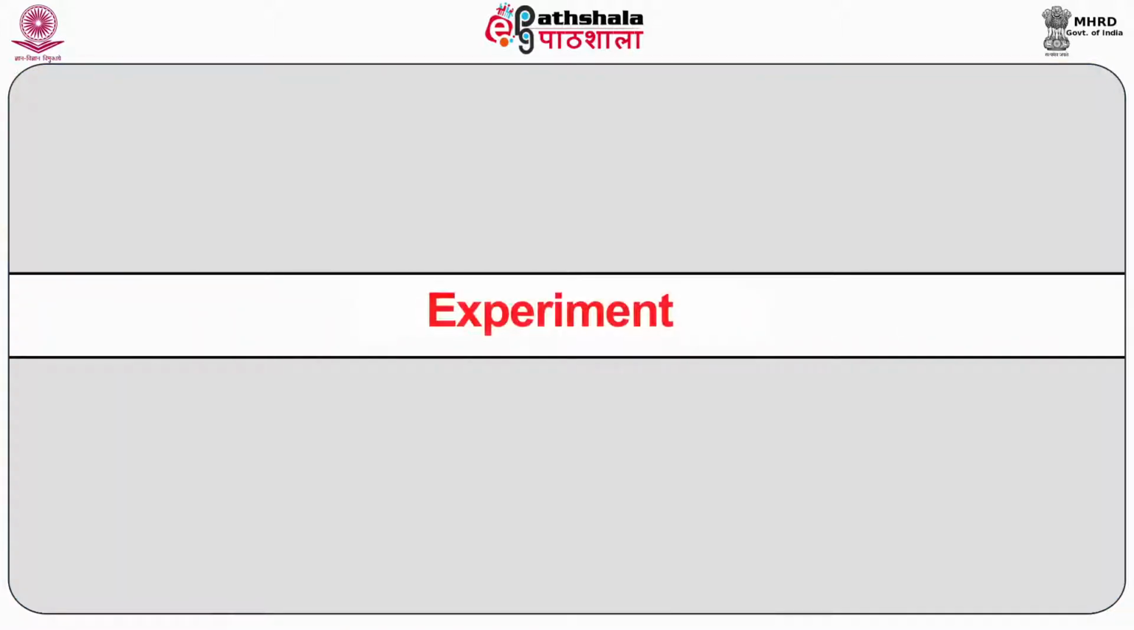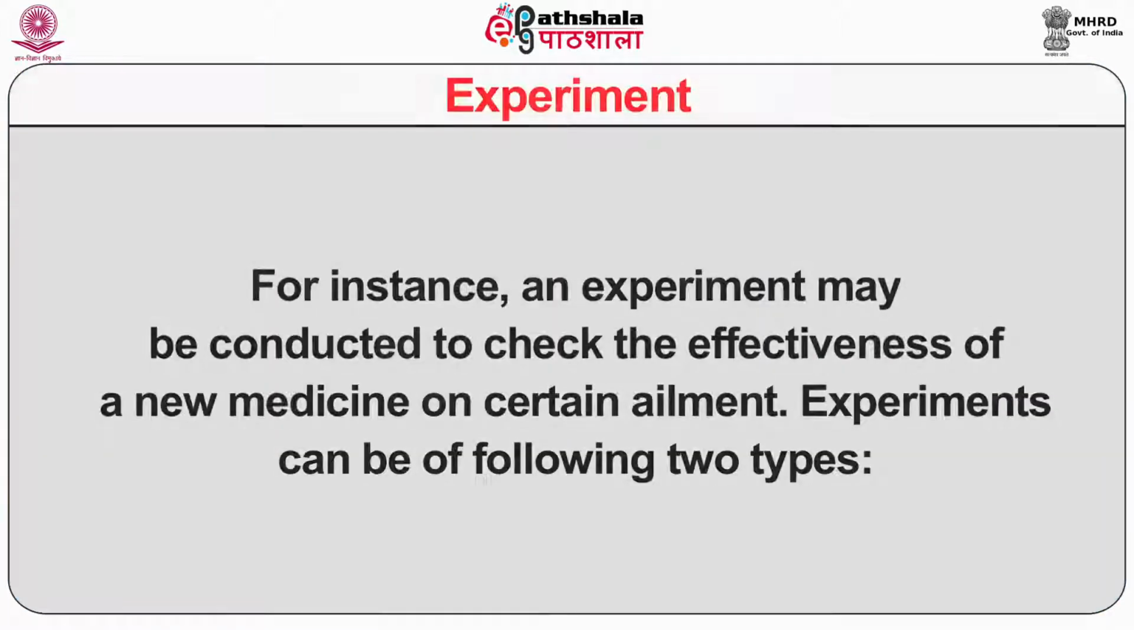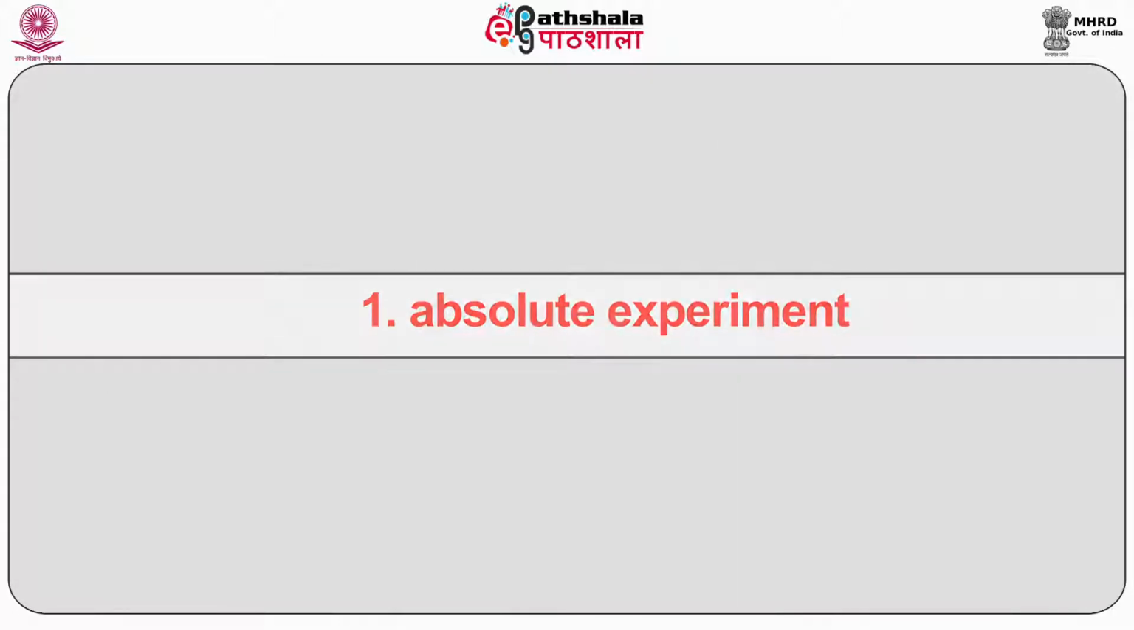The next concept is experiment. An experiment is the series of all the steps undertaken under research to examine the truth of a statistical hypothesis. For instance, an experiment may be conducted to check the effectiveness of a new medicine on a certain ailment. Experiments can be of the following 2 types. First, absolute experiment. As in the above example, the researcher tests the effectiveness of a medicine on the ailment of a patient is an absolute experiment.